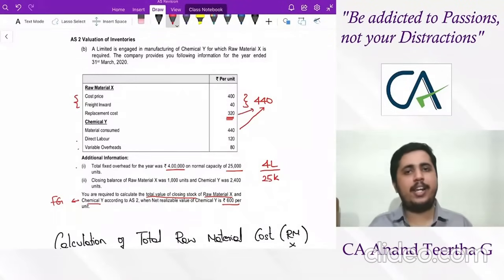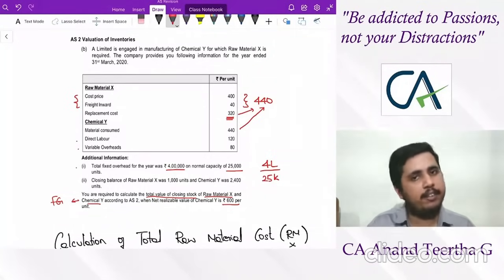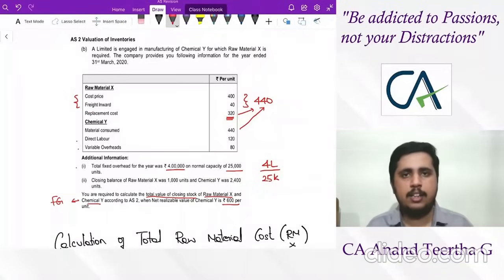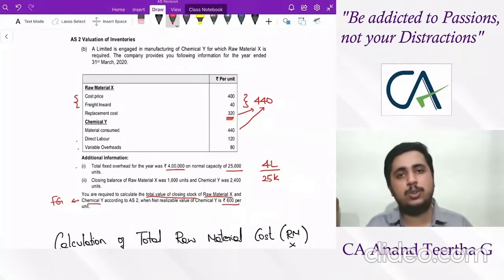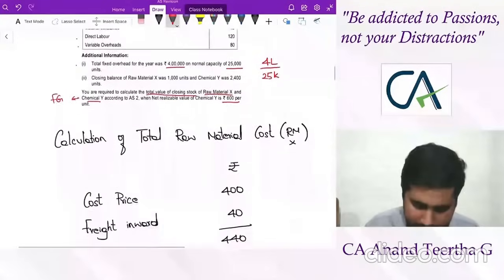Price of raw material is in decline. Because cost of purchase is 440, replacement cost is 320, price of raw material is in decline, then current price is less. So one condition is already satisfied. Another condition is finished goods are sold below cost. That depends upon NRV and cost. That you will come to know over the calculation. So I have already done that calculation part.